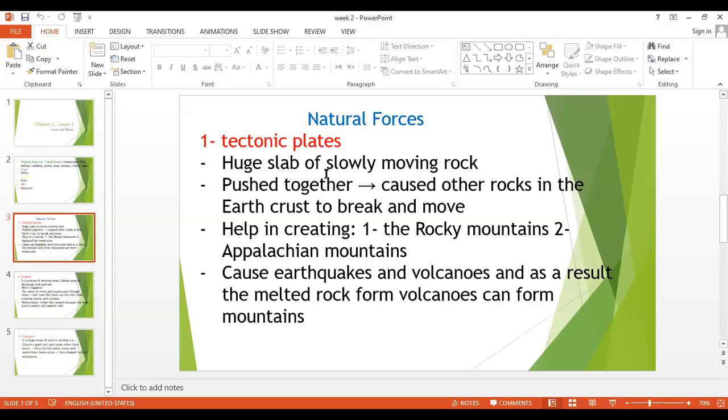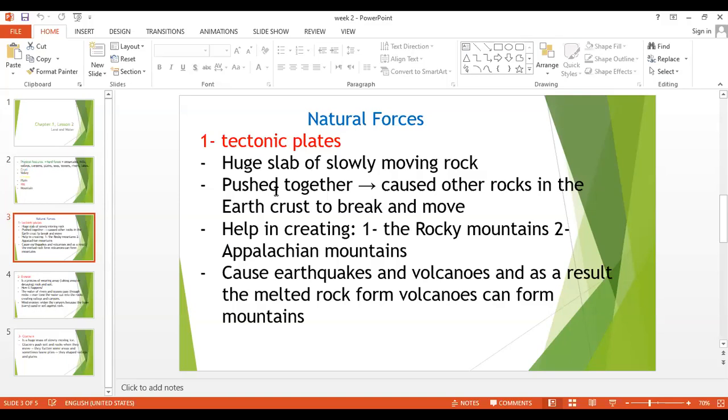Again, a huge slab of slowly moving rock. What does that mean? It means that now I have a slab of rock. What is the meaning of a slab of rock? Something like a board, a big rock shaped like a board. When it moves, this movement is called tectonic plates. Now try to imagine a very huge board of rock moving slowly.